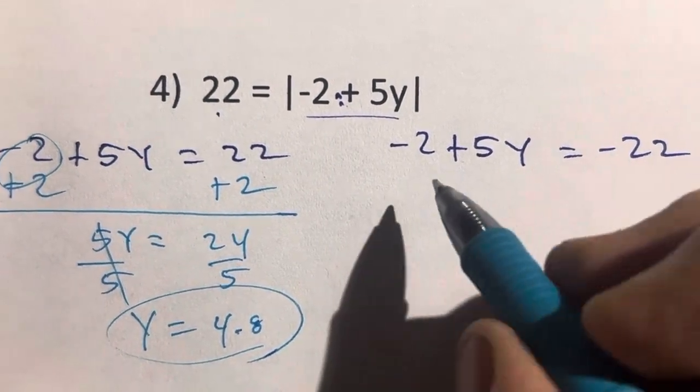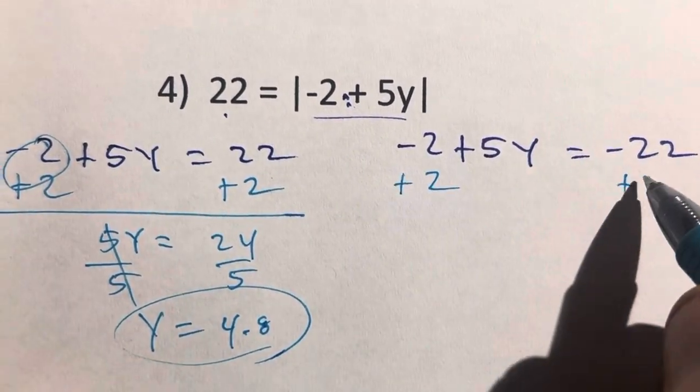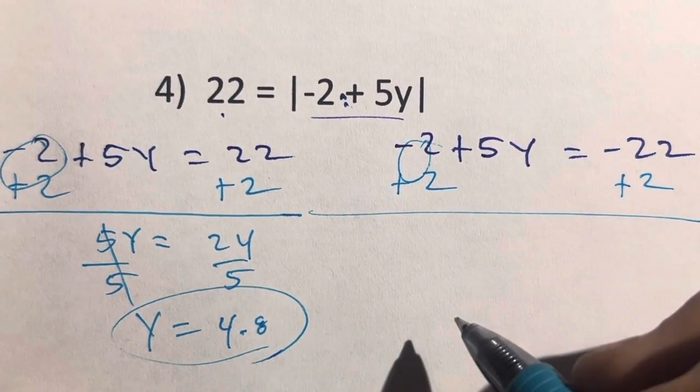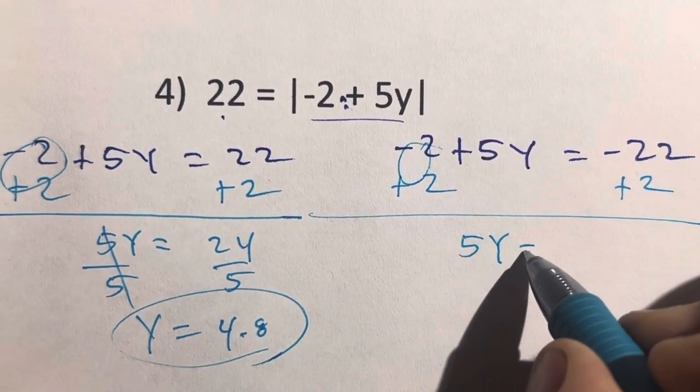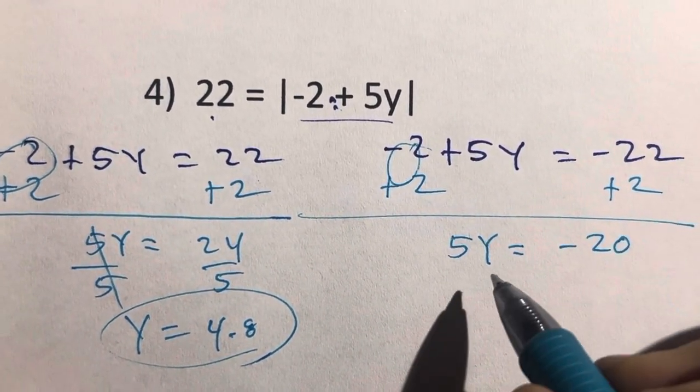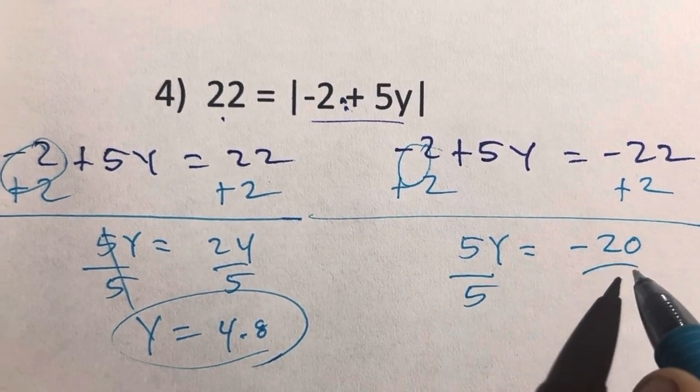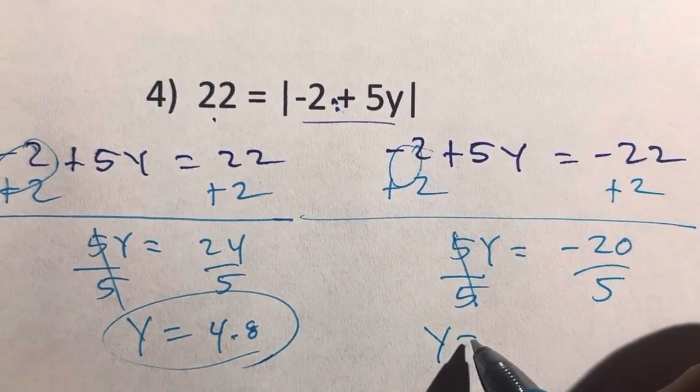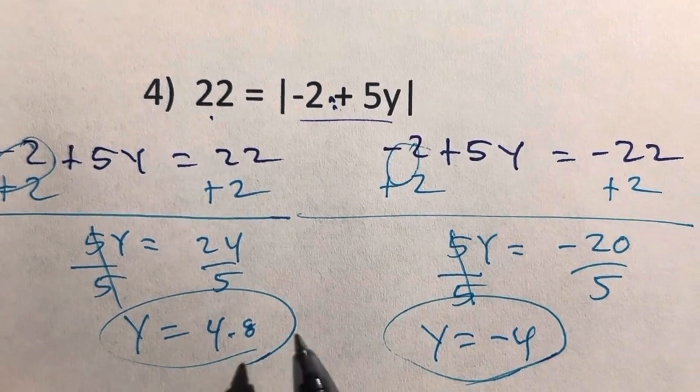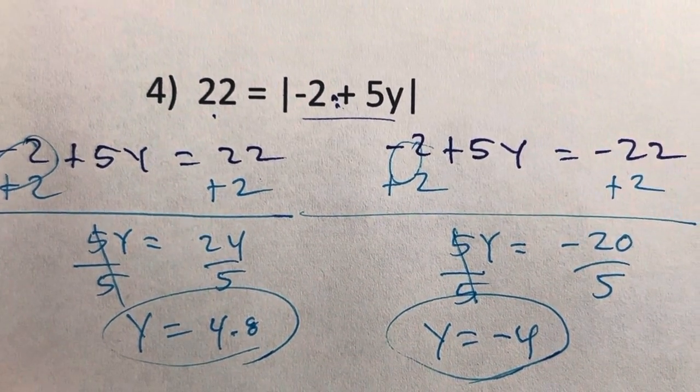Right here, I'll do the same thing. I'm going to add 2 to both sides. It makes this go away. So 5y equals negative 20. Divide both sides by 5. Y equals negative 4. And here's my two solutions.